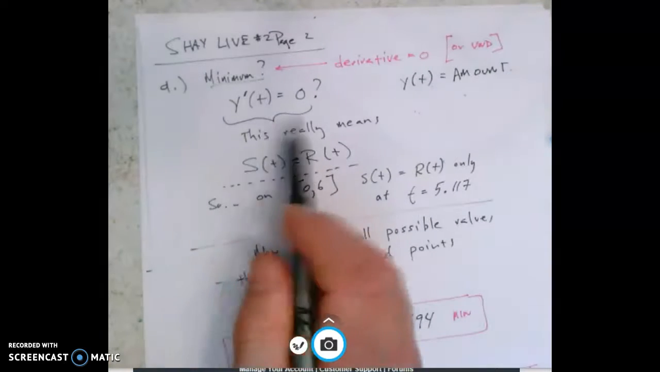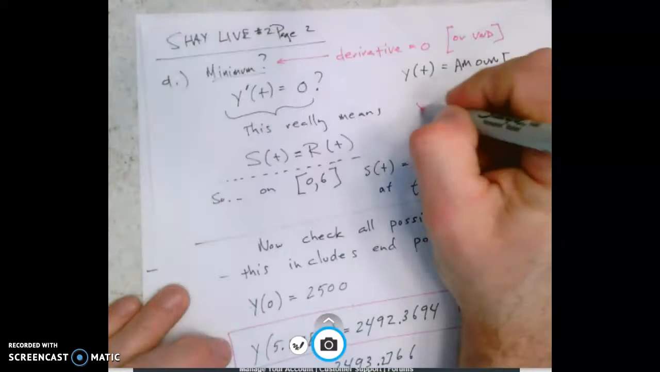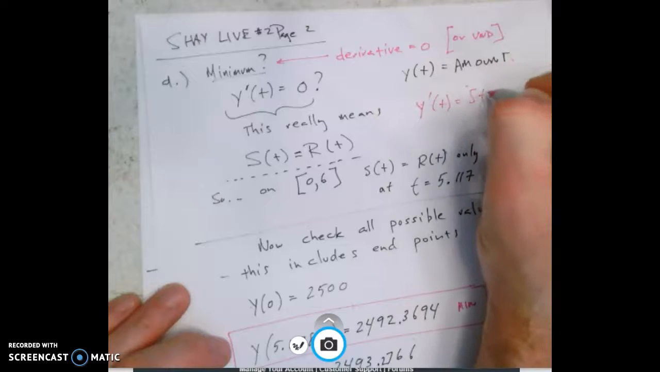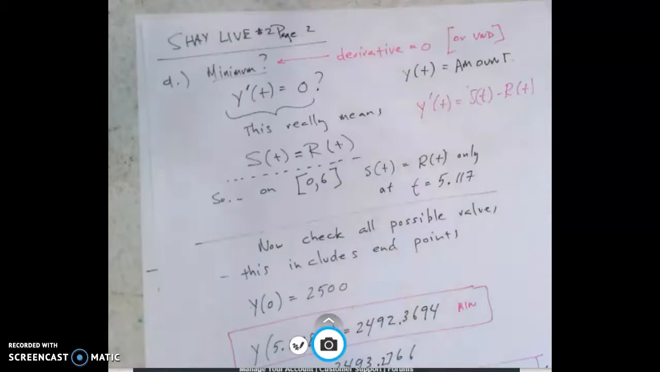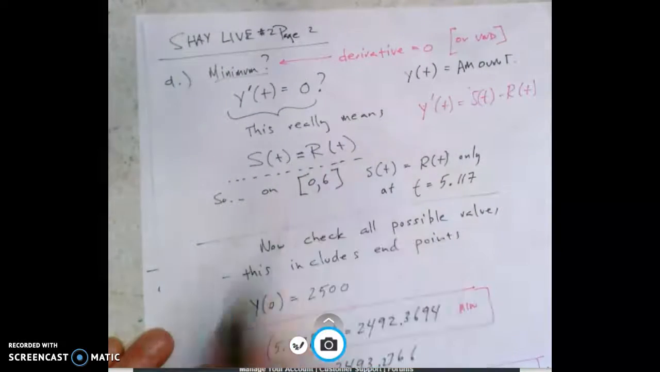And when we found this derivative before, remember, our derivative was, because of the fundamental theorem of calculus, S of t minus R of t: sand added minus sand removed. What this means when it equals 0 is really when S of t equals R of t.